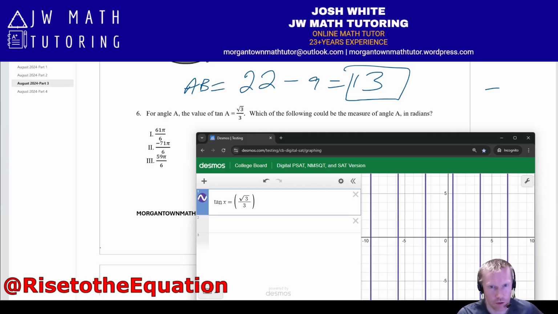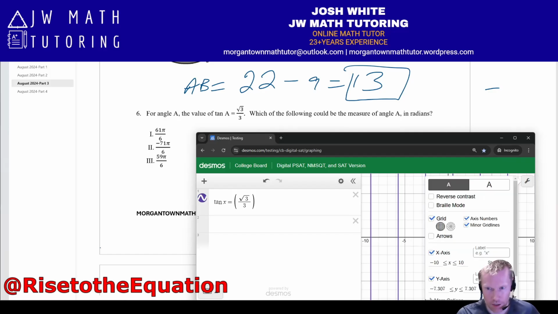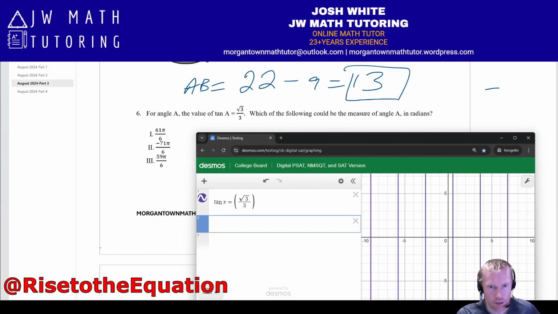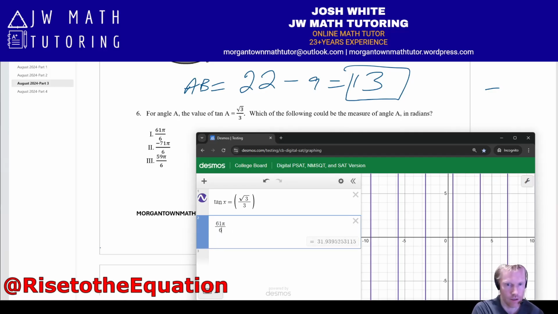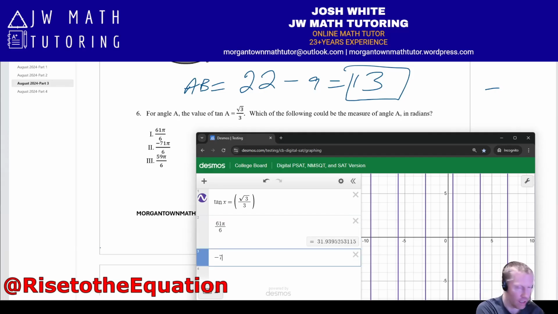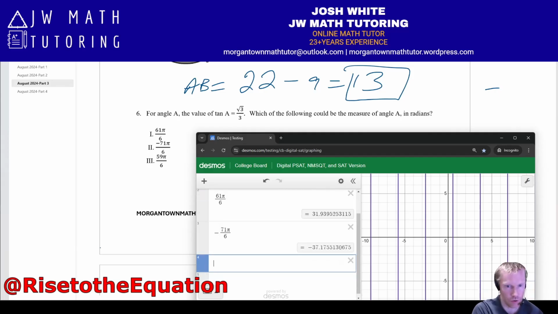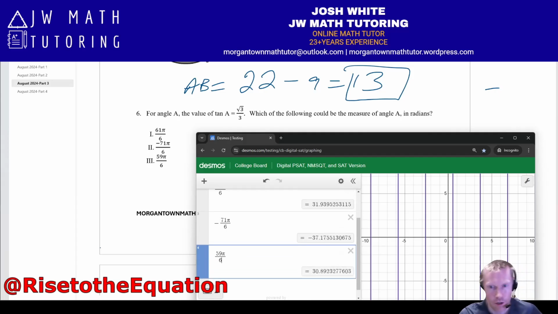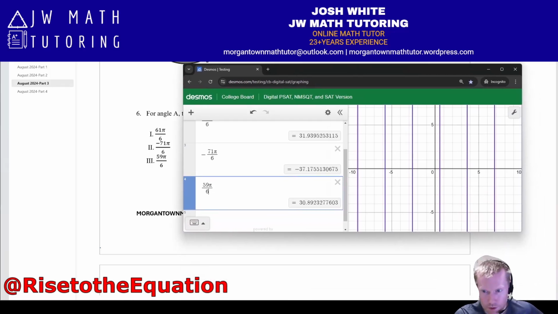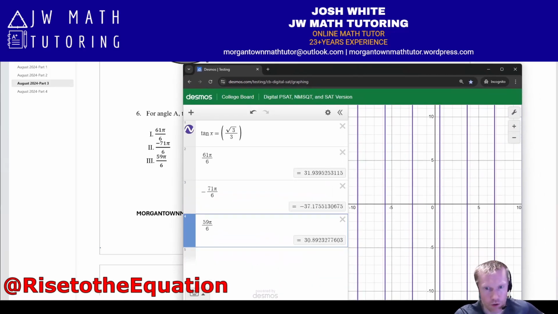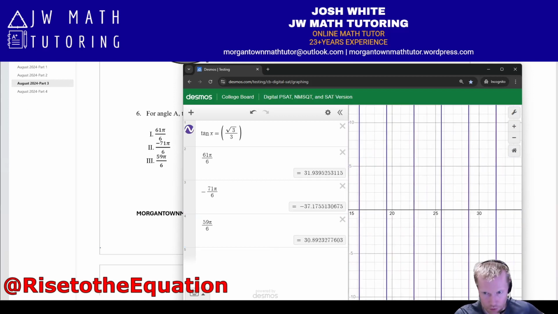We need the equation. We need tan x equals root 3 over 3. There we go. To get the solutions for the values of x, again in radians, that give you root 3 over 3 as the value when you take the tangent of it. Now what you do is type in each of the answer choices, and then we're going to look for them on the graph and see, do these overlap the vertical lines in our graph anywhere? So notice the first one is like 31.9, so let's scroll out here.